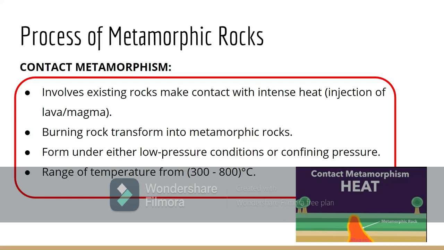Okay, so the second process is the contact metamorphism. It involves existing rocks making contact with intense heat, such as from the lava and also the magma. So this burning rock will transform into the metamorphic rocks, and basically the range of temperature is from 300 degrees Celsius to 800 degrees Celsius. So basically it's the contact, meaning the outer line of the rock and the lava.